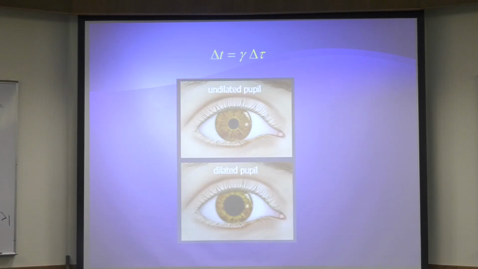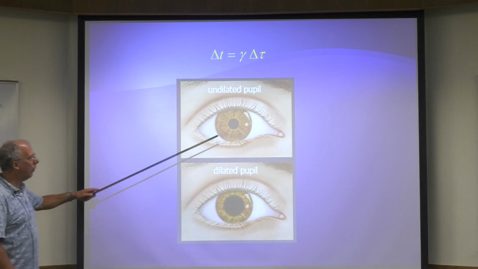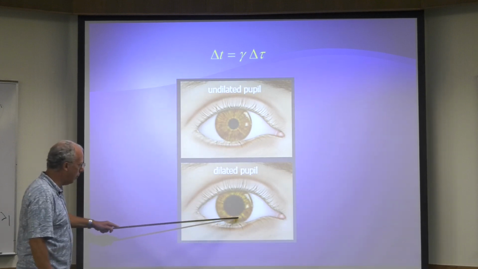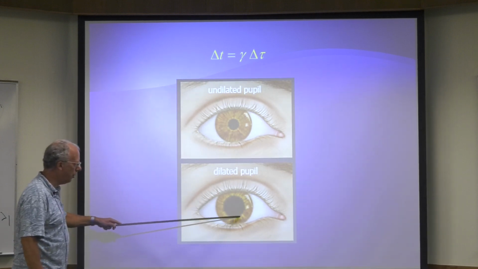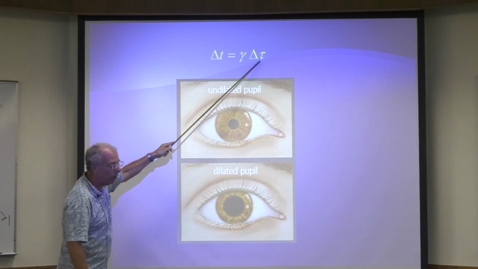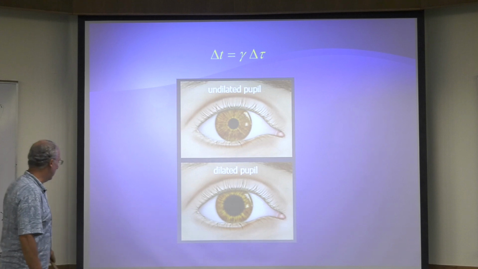Why do they call it dilated time? Have you ever gone to the optometrist and had your eyes checked? And what do they always do? They always dilate your pupils. So here's a normal pupil, an undilated pupil. Here's a dilated pupil. It's larger. So the dilated time is always larger than the proper time because gamma is always greater than 1.